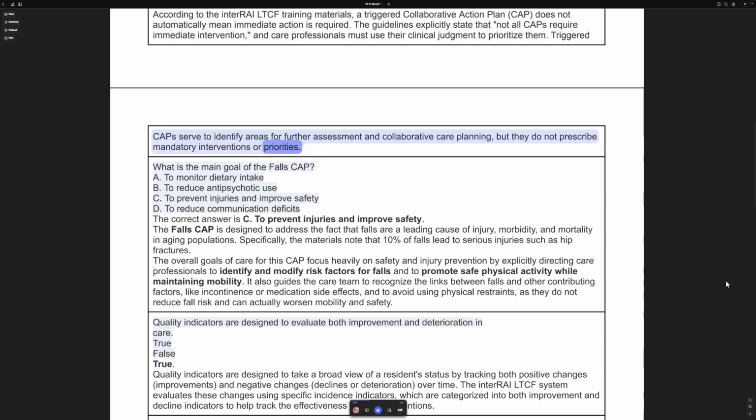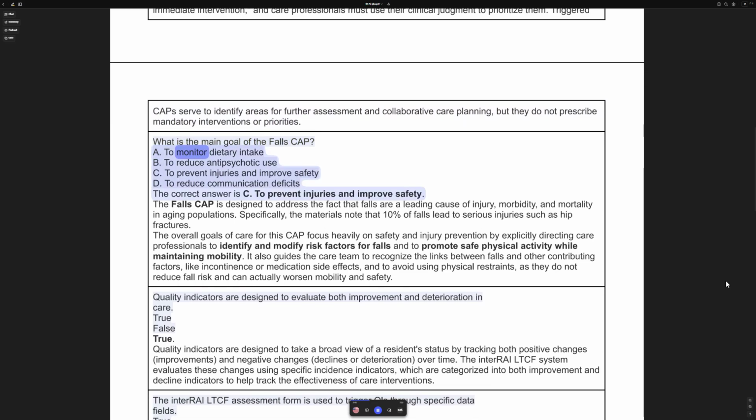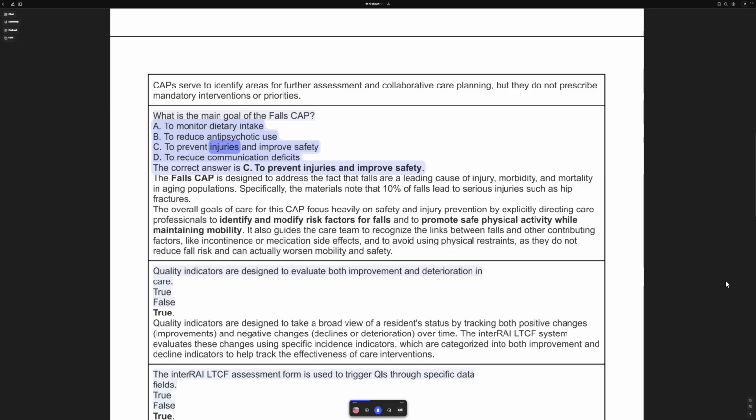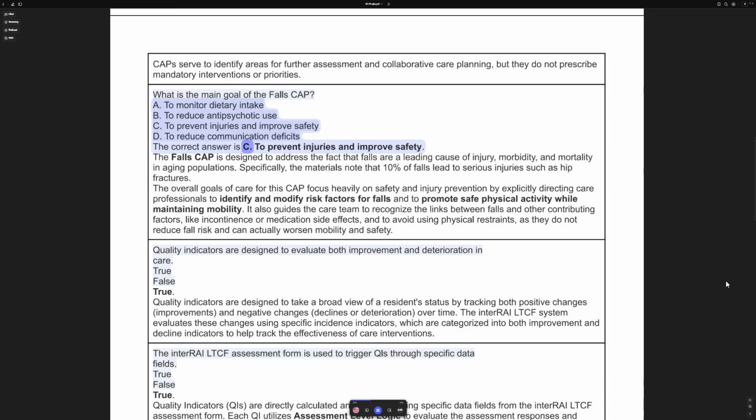What is the main goal of the FALLS CAP? A. To monitor dietary intake. B. To reduce antipsychotic use. C. To prevent injuries and improve safety. D. To reduce communication deficits. The correct answer is C. To prevent injuries and improve safety.